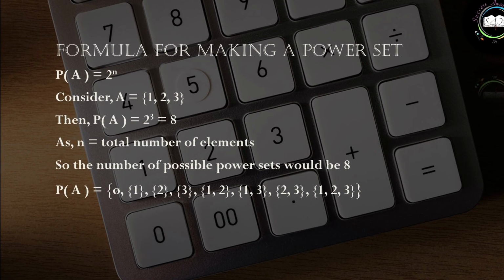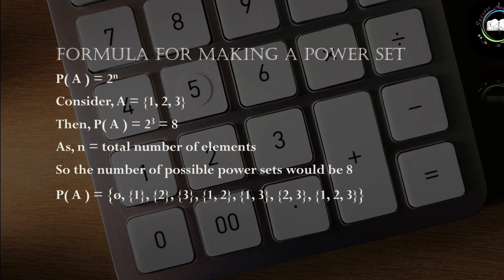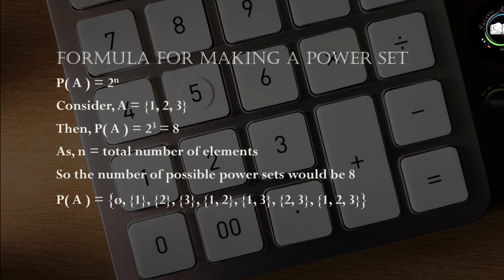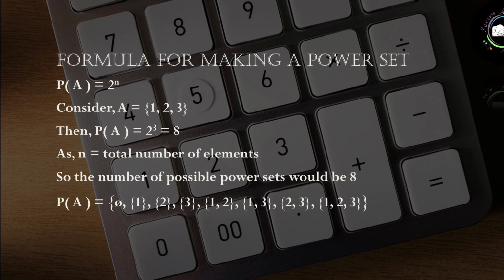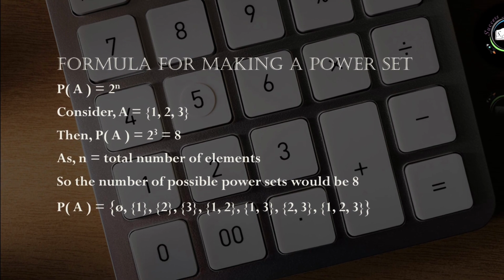How does a power set work? It has a simple formula, 2 raised to the power n, where n represents the number of elements in a set. For example, if a set has 3 elements, then n will be equal to 3, so the number of possible subsets would be 8.